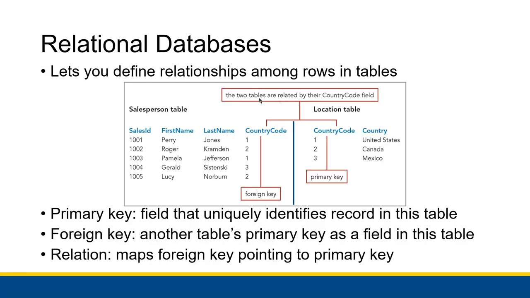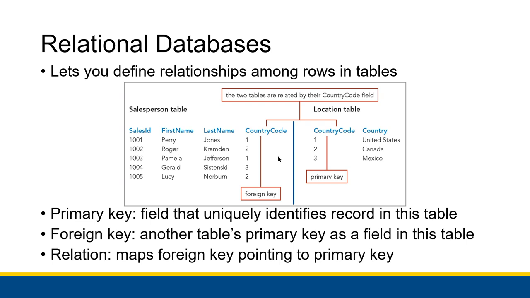As a review, relational databases allow you to define relationships among rows and tables. In this example, we have the salesperson table where every record for a salesperson has a country code. And then we have a location table where every country code is associated with a country. This location table might have other information about the headquarters, where the headquarters for this particular location is located, say Nashville, Tennessee, as the city and state fields or something, right?